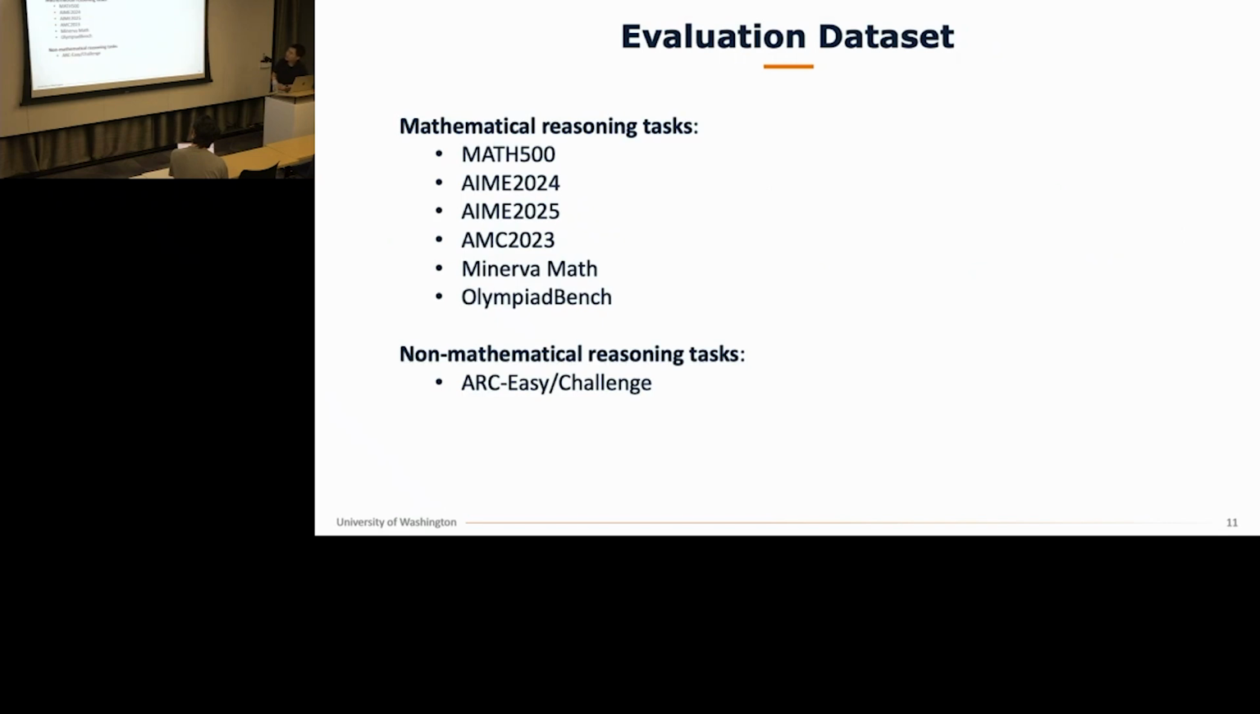So here, let me first set up the stage. How do we evaluate what we call the reasoning capabilities of language models? Nowadays, people often evaluate different aspects of reasoning. One important domain is math. There are now several standard benchmarks for math reasoning tasks: MATH 500, AIME, AMC, which are math competitions, and OlympiadBench, things like that.